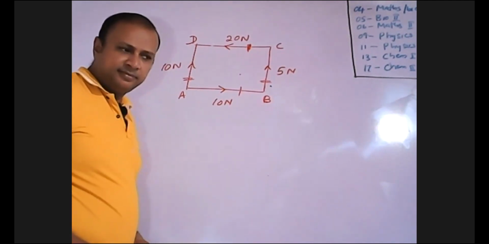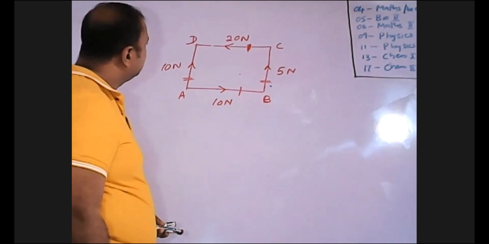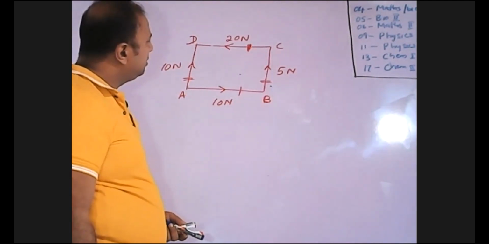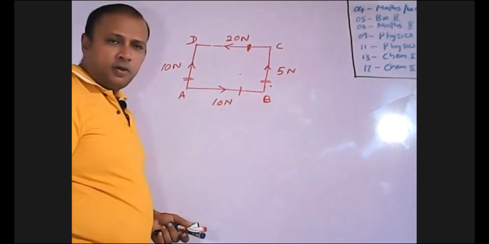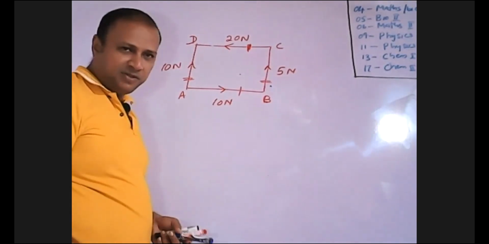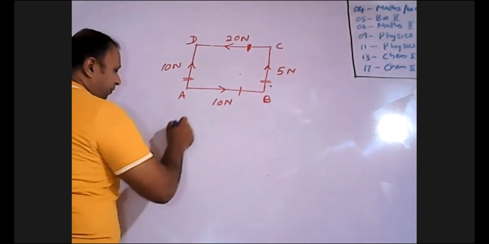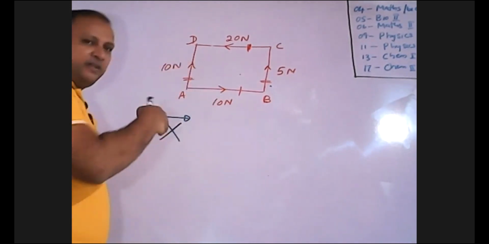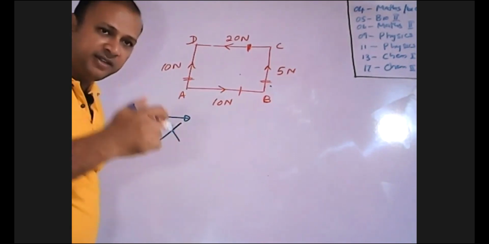So then can we take DC and CB? That is not the way. Now, okay, I will solve the question, then you can understand.